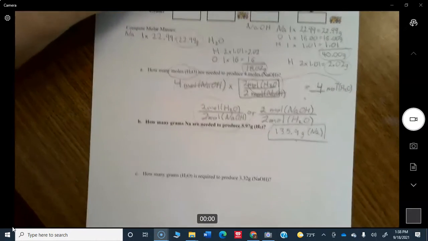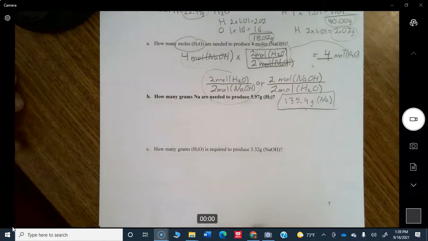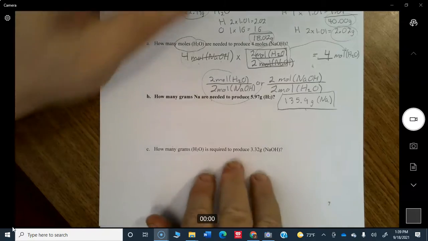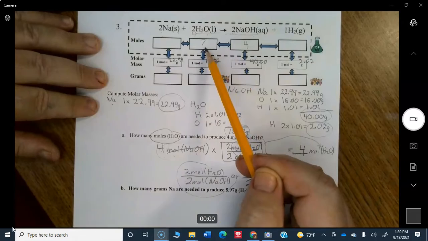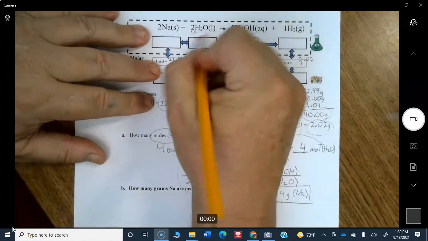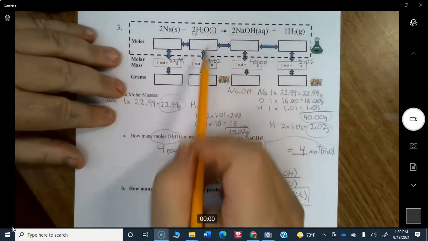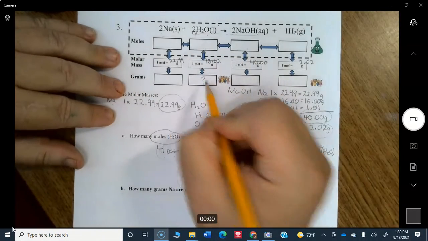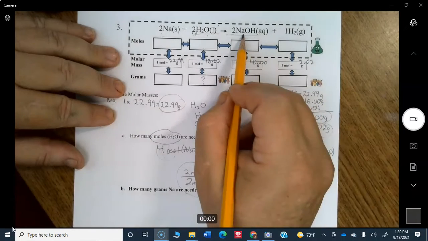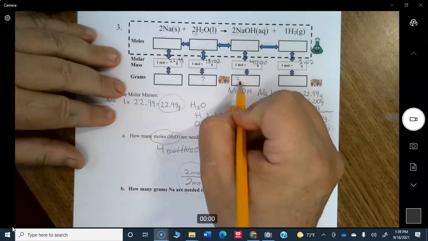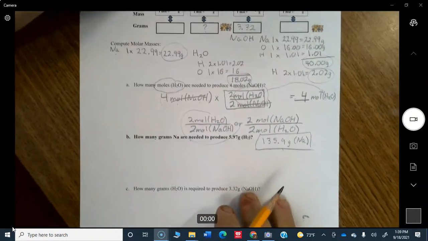Okay, let's go on to C, and it is a grams to grams problem. So how many grams H2O are required to produce 3.32 grams of NaOH? So we come back here. So it's asking grams of H2O, so we're going to clean this up first. So grams of H2O is H2O and in the grams row, so it's how many of that. And it wants to know to produce 3.32 grams of NaOH. So here's NaOH, here's grams, so that's going to be 3.32. Okay, so let's go ahead and write that down here.